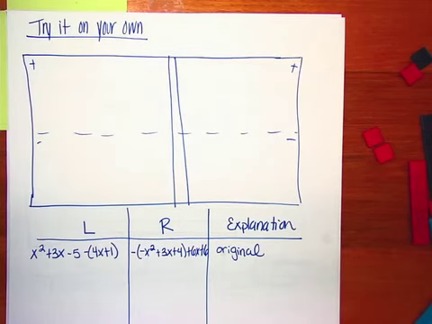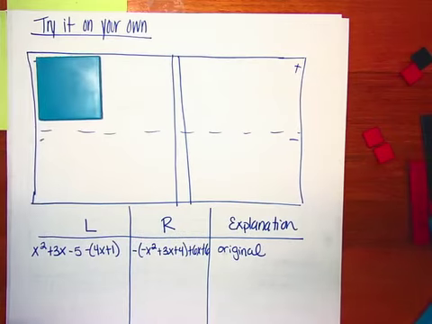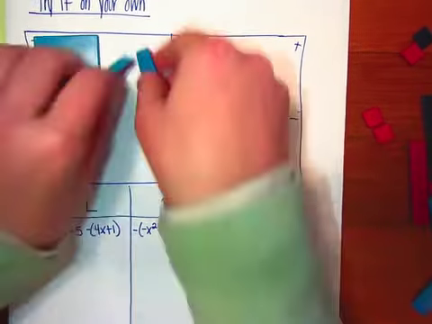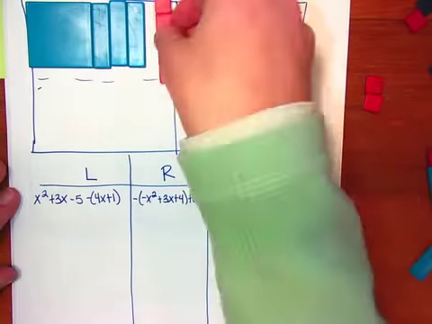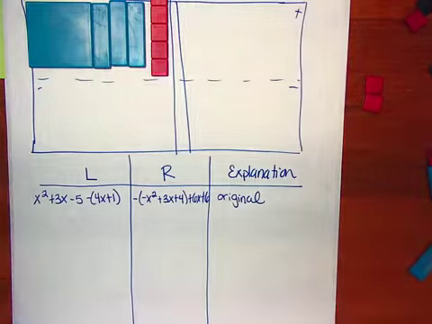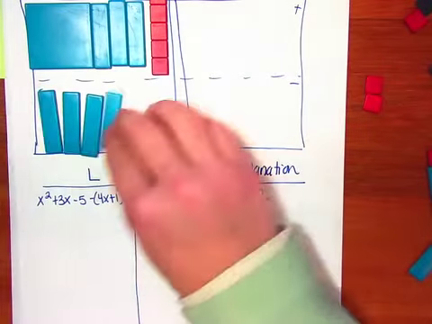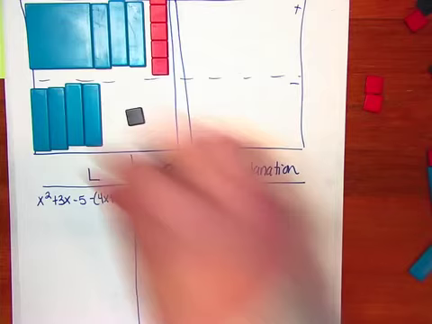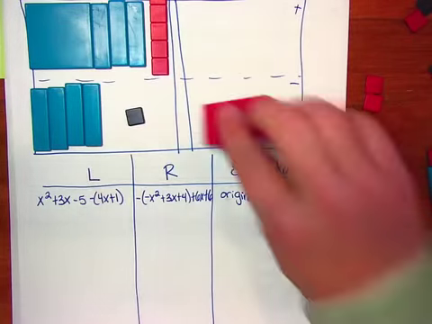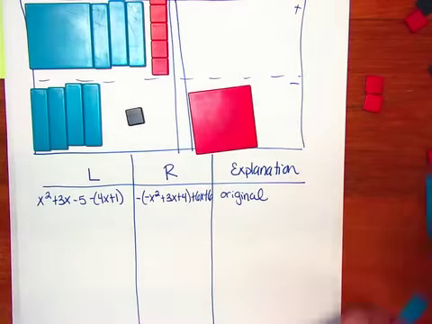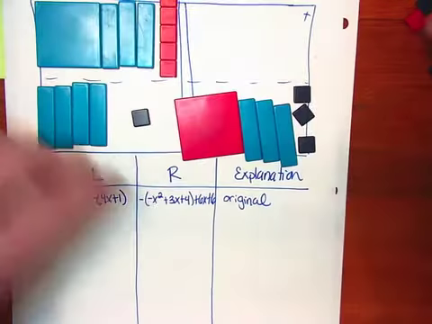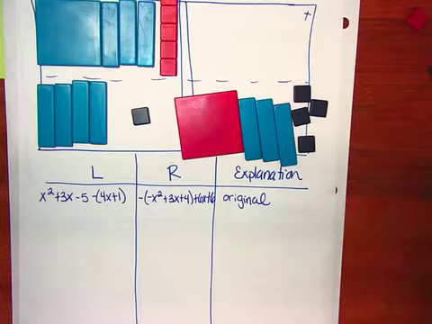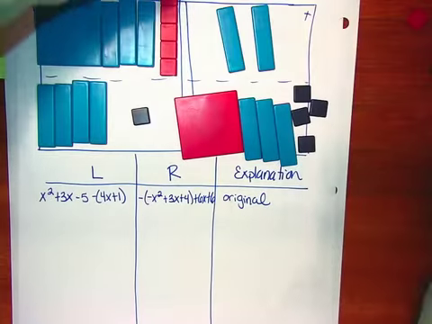Okay, so now here let's start setting it up first and then we'll start to break it apart. X squared plus 3x minus 5 minus the group 4x plus 1. On the right side we have the opposite of the group negative x squared plus 3x plus 4 and then 6x on top plus 6.